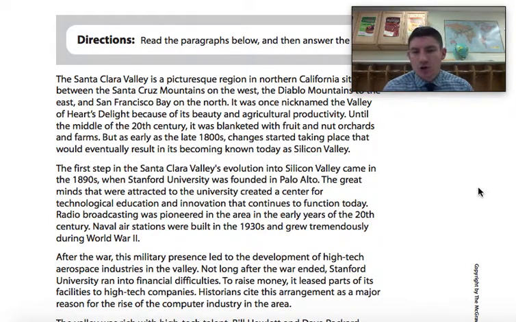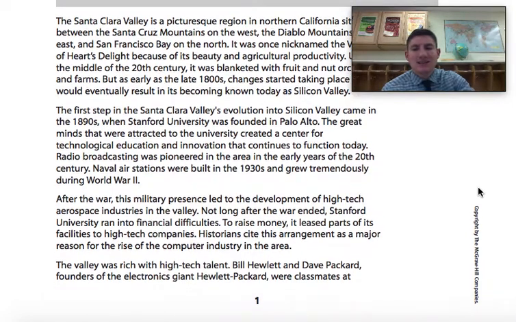The great minds that were attracted to the university created a center for technological education and innovation that continues to function today. Radio broadcasting was pioneered in the area in the early years of the 20th century. Naval air stations were built in the 1930s and grew tremendously during World War II. After the war, this military presence led to the development of high-tech aerospace industries in the valley. Not long after the war ended, Stanford University ran into financial difficulties. To raise money, it leased part of its facilities to high-tech companies. Historians cite this arrangement as a major reason for the rise of the computer industry in this area.